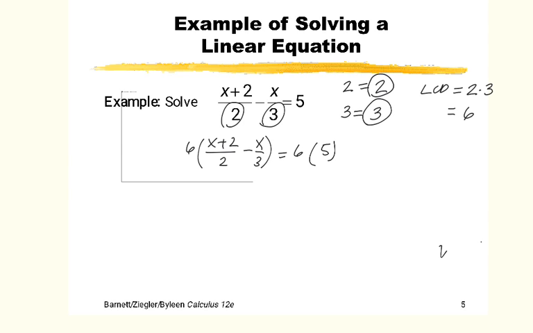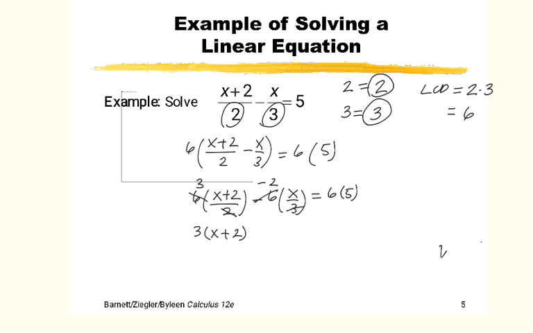Okay, so here we have 6 times the quantity x plus 2 divided by 2 minus 6 times the quantity x divided by 3 equals 6 times 5. And so if I simplify this, 6 divided by 2 is 3. So I'm left with 3 times the quantity of x plus 2. Here I have a negative 6 divided by 3. So if I simplify this, a negative 6 divided by 3 is a negative 2.